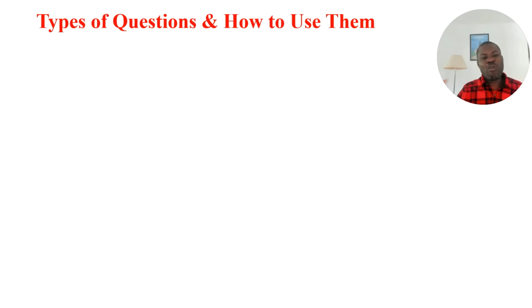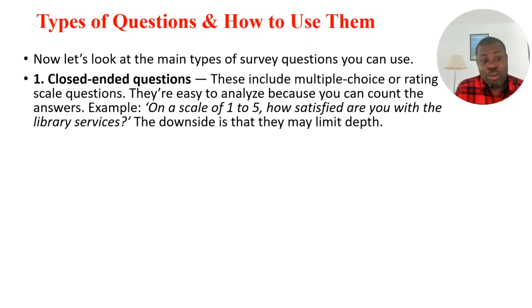Now, what are the types of questions you may likely ask, and how do you use them? First, you can create close-ended questions. These include multiple choice and rating scale questions. They are easy to analyze because you can count the answers. Example, on a scale of 1 to 5, how satisfied are you with the library services? But there is a downside to this. It limits depth. This is like creating quantitative research surveys where you use rating scales like the Likert scale. So you know that they don't really allow respondents to provide lengthy explanations.